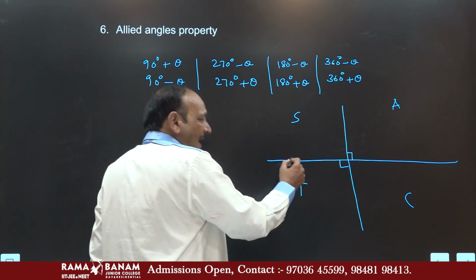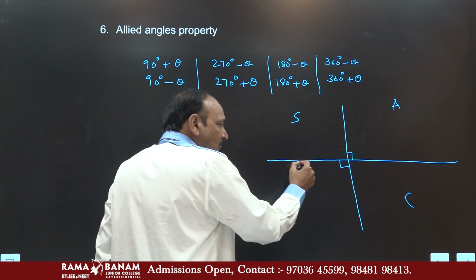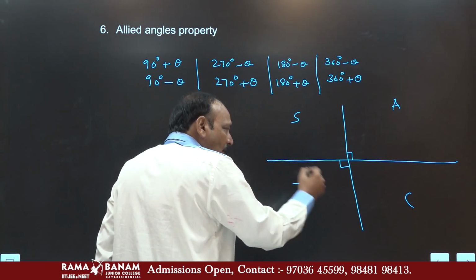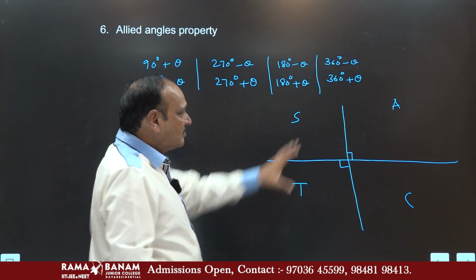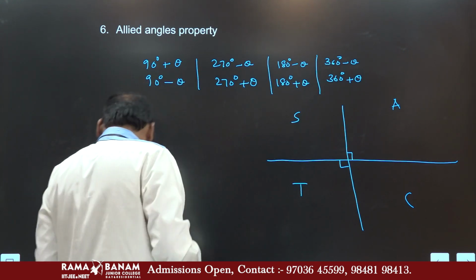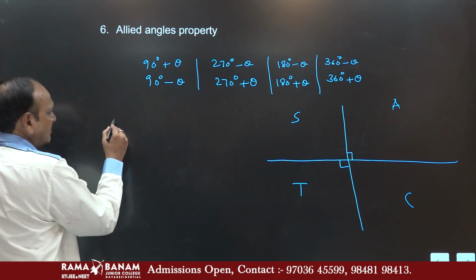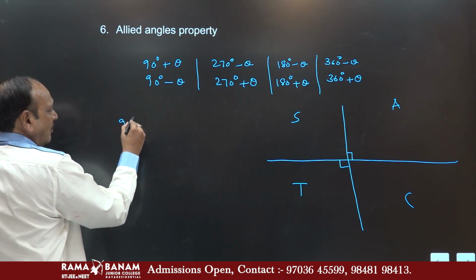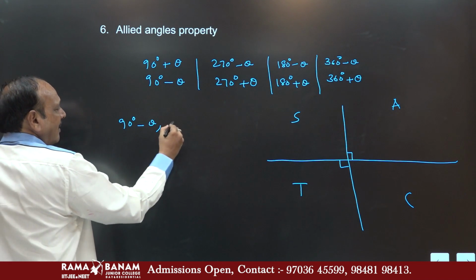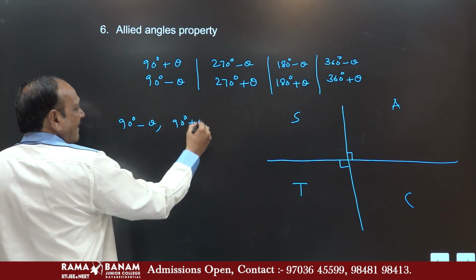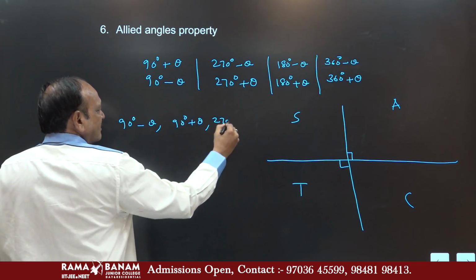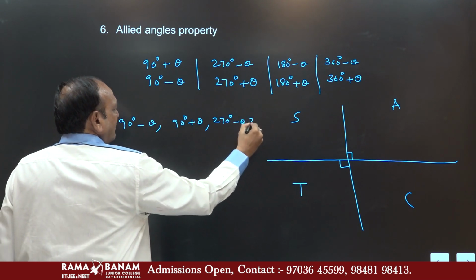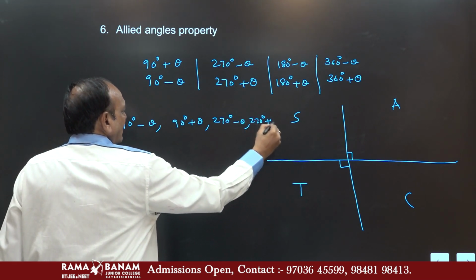Here in the third quadrant, tan and cot are positive because it lies in the angle 180 to 270. This is a concept. Now I am teaching, just observe, it's a very easy concept, don't mug. 90 minus theta, 90 plus theta, again 270 minus theta, again 270 plus theta, very simple concept.